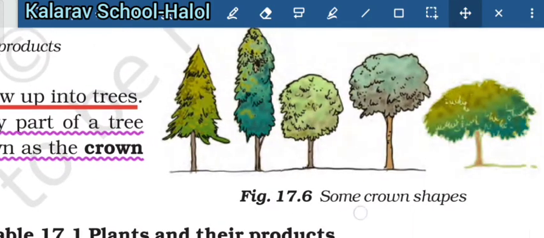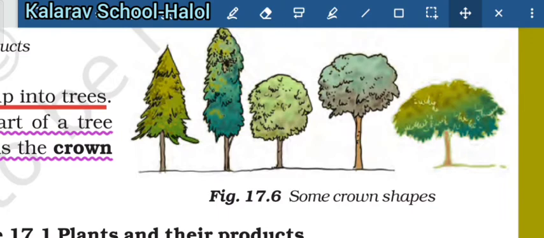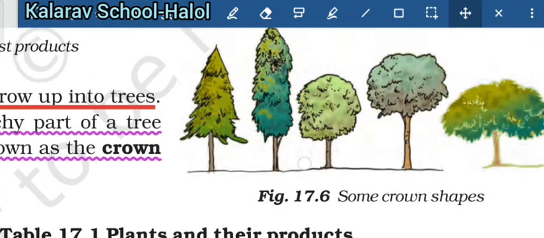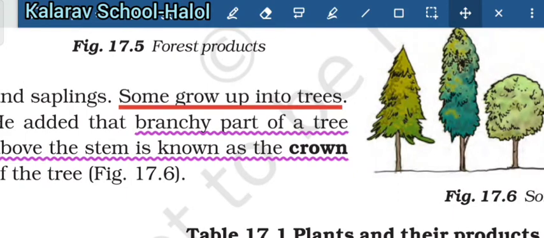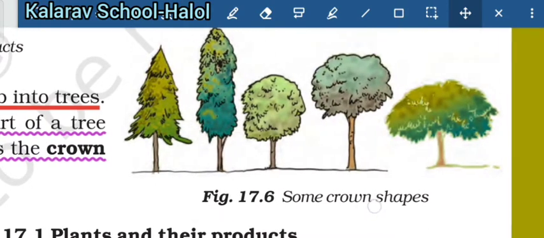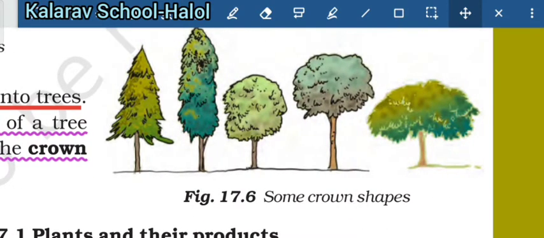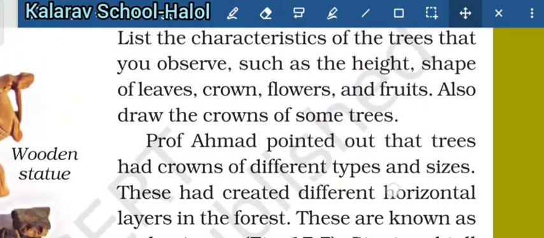As you see in the figure, there are some crown shapes. The brown color is the stem part, and the part above the stem is called the branchy part. So the branchy part is known as crown. Please see in the figure, that is called crown.